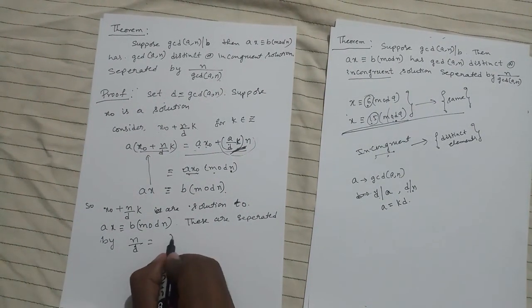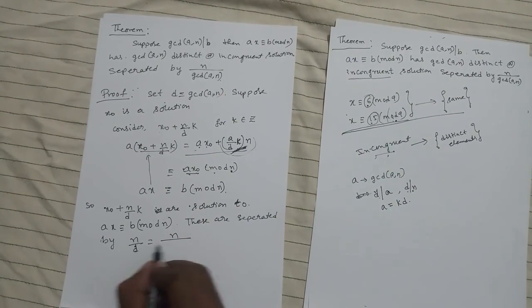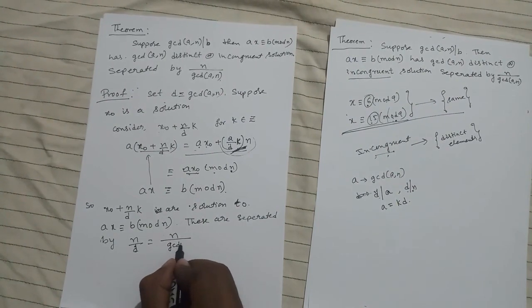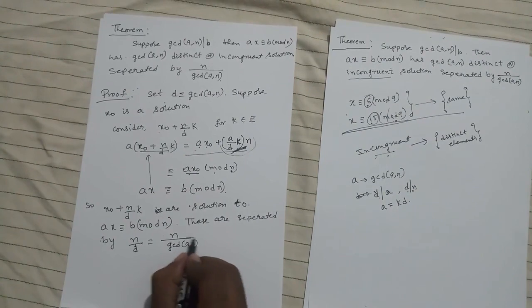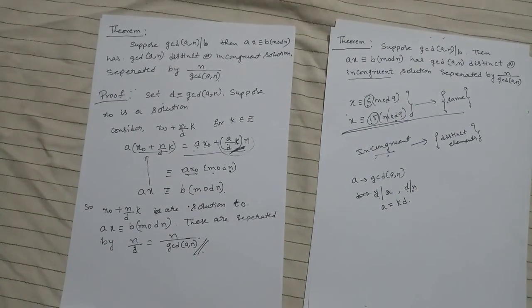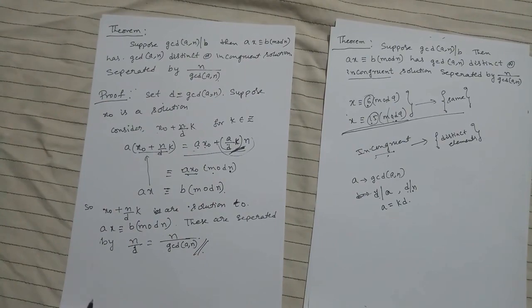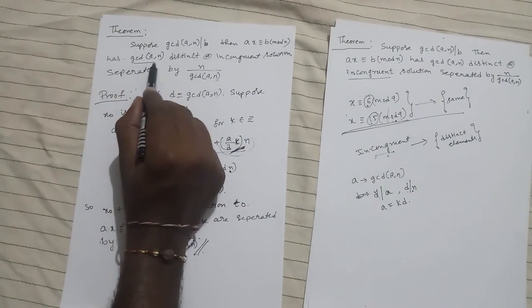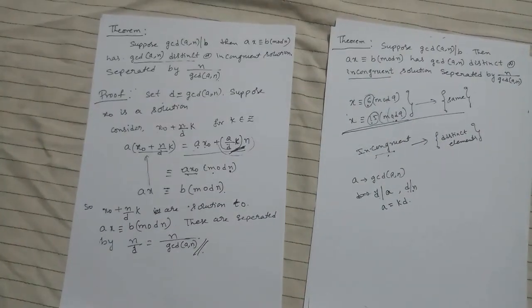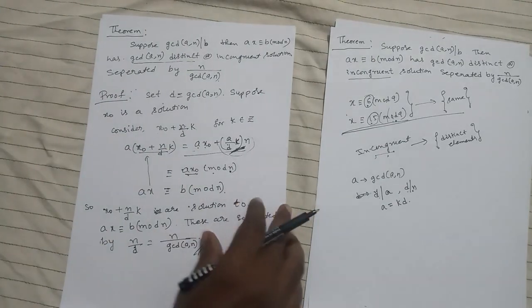So that means n divides d, which means you get GCD of a comma n. So this is the proof. Now we have to go for the converse. We have to prove that it is GCD of a comma n distinct solutions.